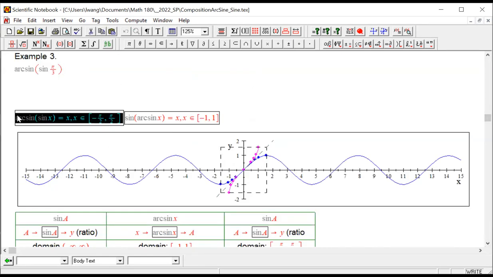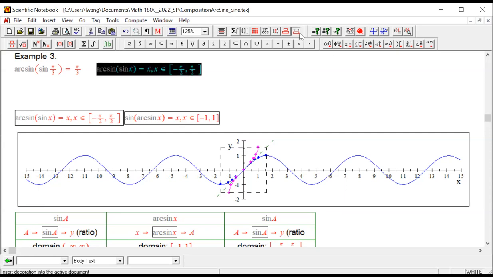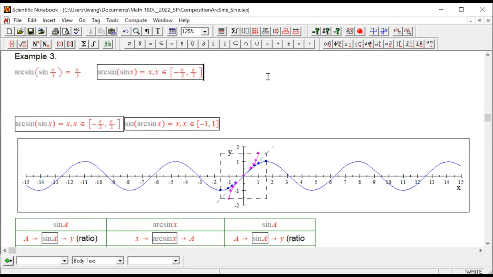Well, if you know this property very well, it applies right away, because you can see they have the same form, arc sine and sine inside, and x, which is replaced by pi over 3, is inside this interval. And then the answer is very straightforward. The answer is pi over 3. You don't have to do anything. All you have to do is understand those basic facts, and you also know this formula very clearly, okay?